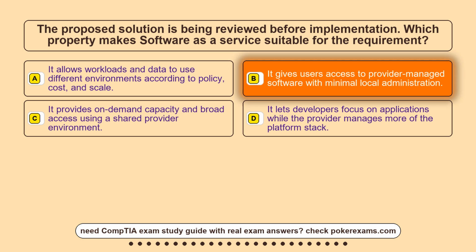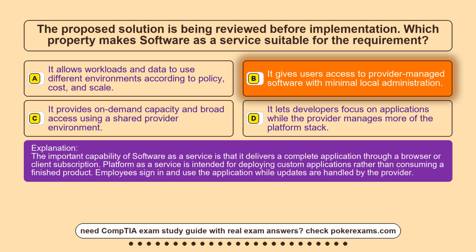The correct answer is option B. It gives users access to provider-managed software with minimal local administration. The important capability of software as a service is that it delivers a complete application through a browser or client subscription. Platform as a service is intended for deploying custom applications rather than consuming a finished product. Employees sign in and use the application while updates are handled by the provider.